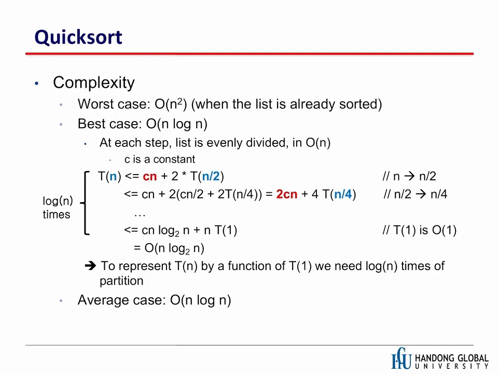Now let's talk about complexity. We have 2 different cases basically. The first one is worst case and the second is best case, and at the end of this slide we'll talk about average case. So first, worst case.